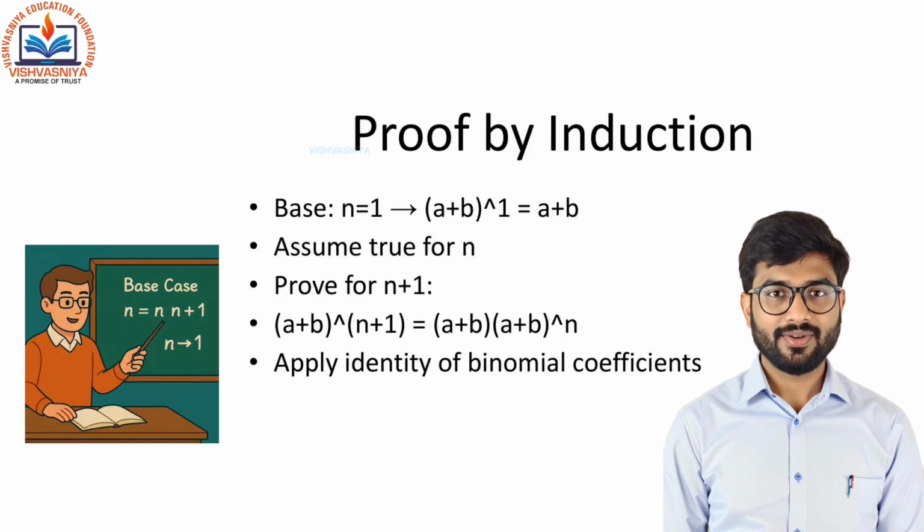There are two common proofs. First, proof by induction. Base case for n equals 1, a + b equals a + b, which matches the formula. Inductive step, assume true for n, then prove for n + 1 using expansion and binomial identities.